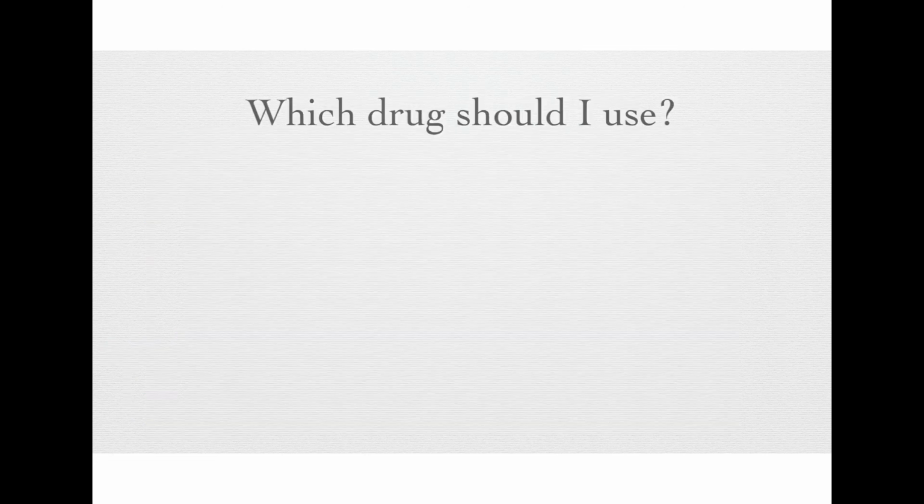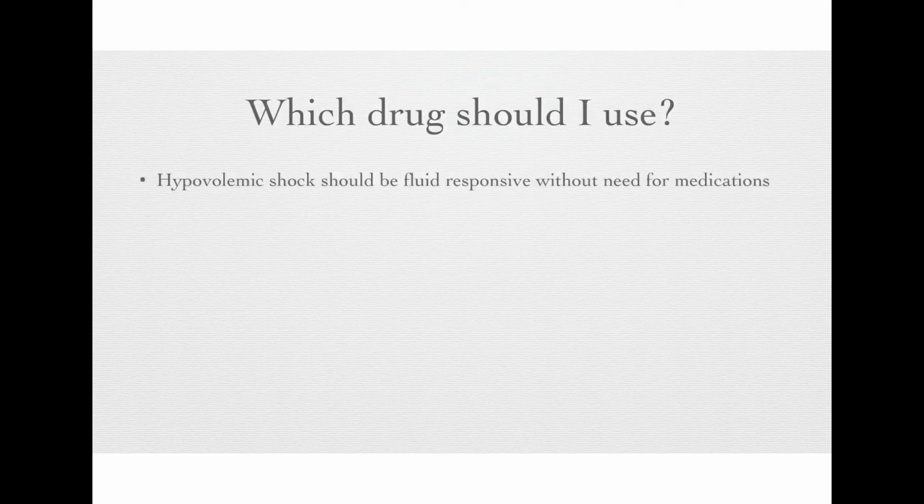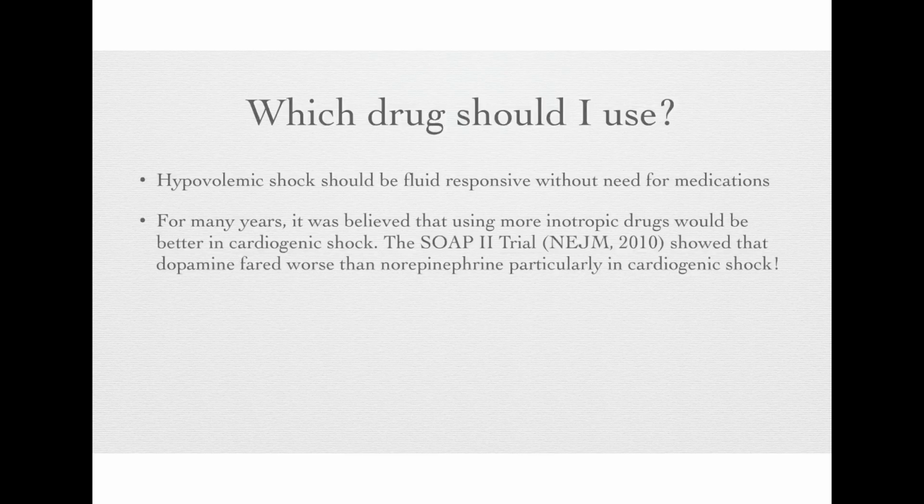So which drug should I use to treat a patient with shock? As expected, hypovolemic shock is almost always treated with fluids alone, with no need for adjunct pressor agents. When it comes to cardiogenic shock, many clinicians for a long time believed that stronger inotropic agents would be better at improving outcomes, since they directly acted on cardiac output.